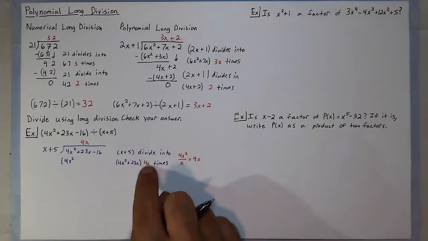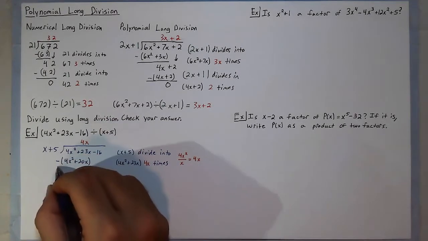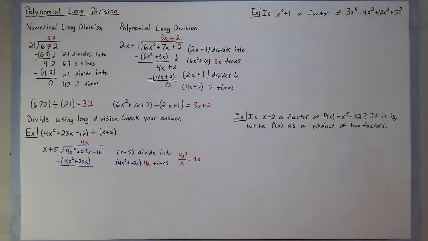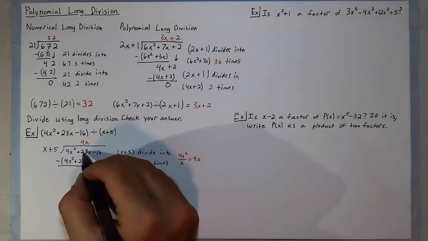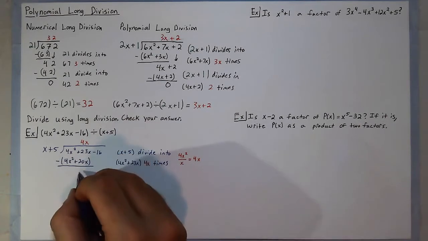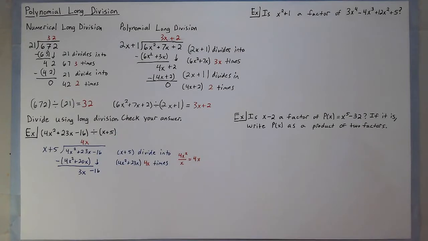And then 4x times 5 is 20x. And I'm going to subtract that from my polynomial. So 4x squared minus 4x squared, that's 0. 23x minus 20x is 3x. And then I'll carry down the negative 16.